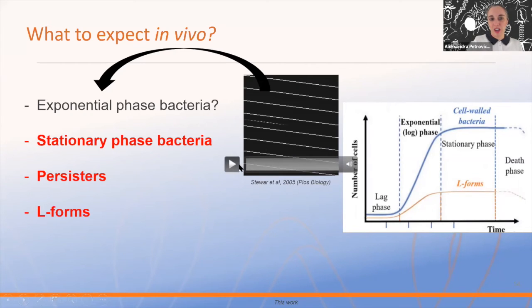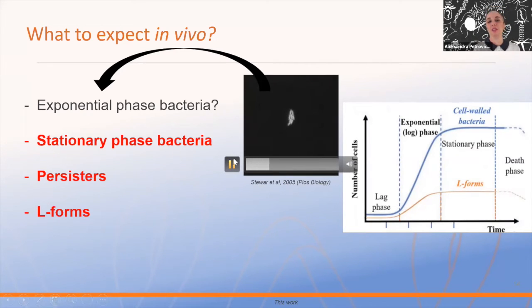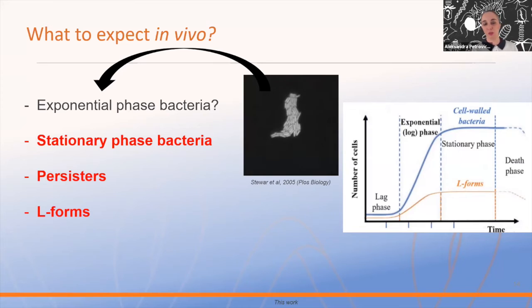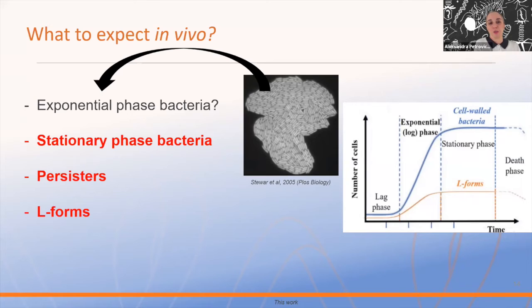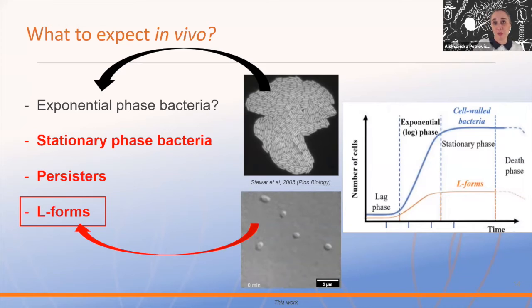Exponentially growing bacteria are shown in this little movie, and these bacteria are growing under optimal conditions in the lab. These conditions, based on exponential phase bacteria, are the basis of all antibiotic and phage sensitivity testing. But what we think we can find in in vivo conditions are stationary phase bacteria, so slow growing bacteria, persisters, which are not dividing at all, and then again, going back to these L forms, which are shown to be important in pathogenesis of many infections.